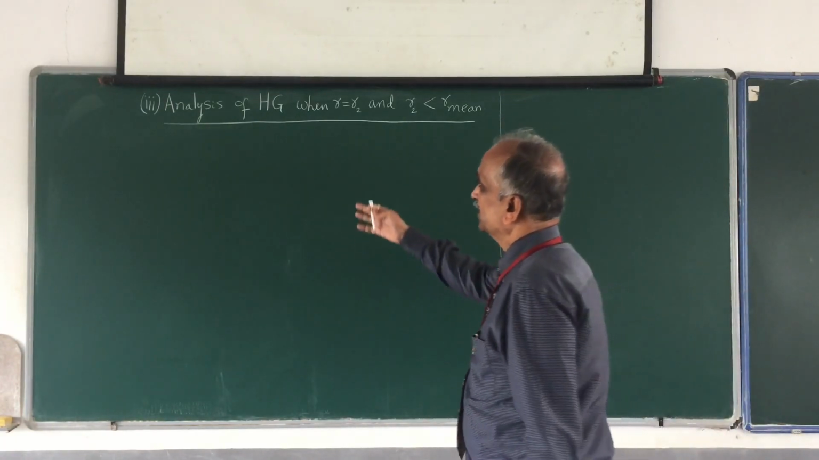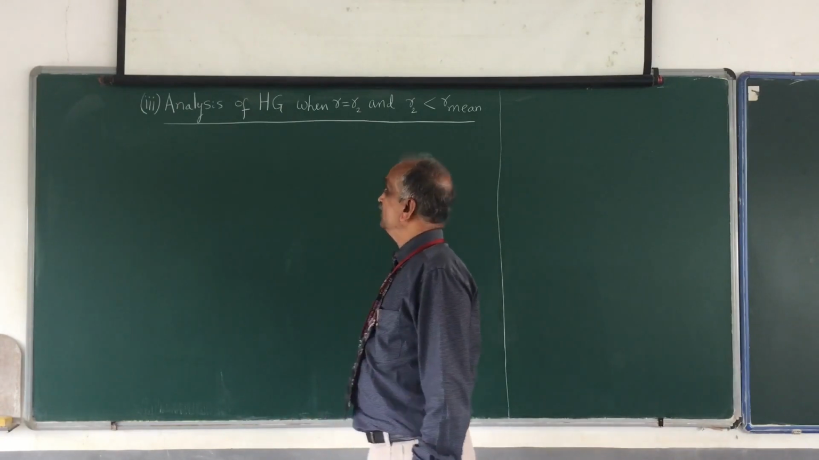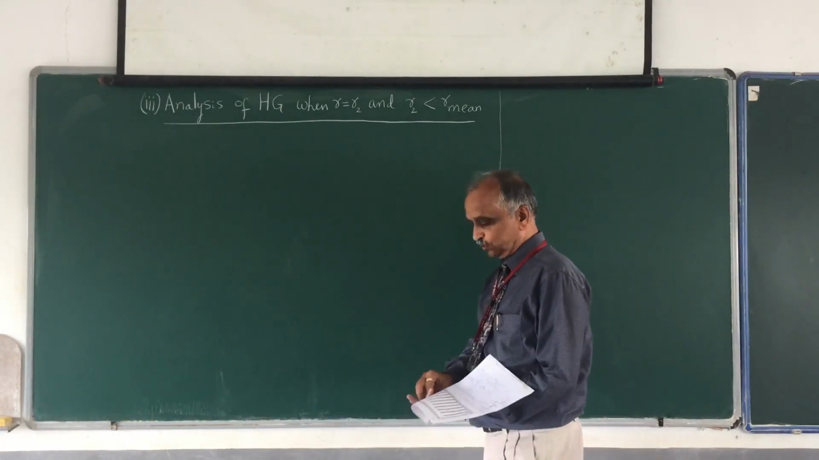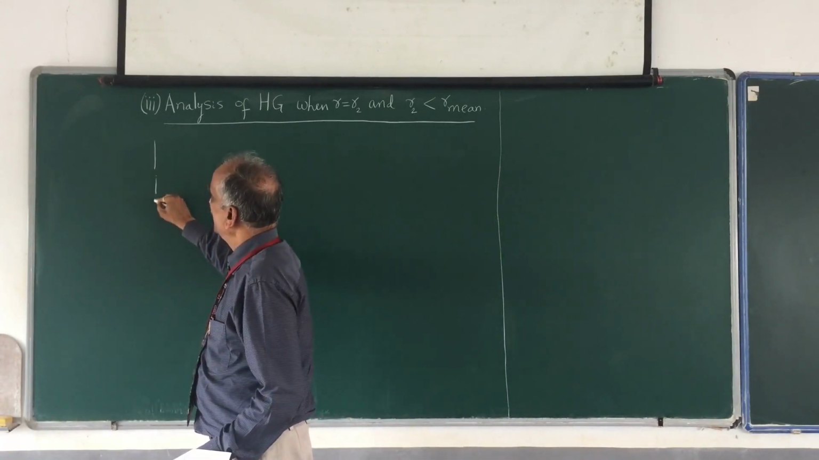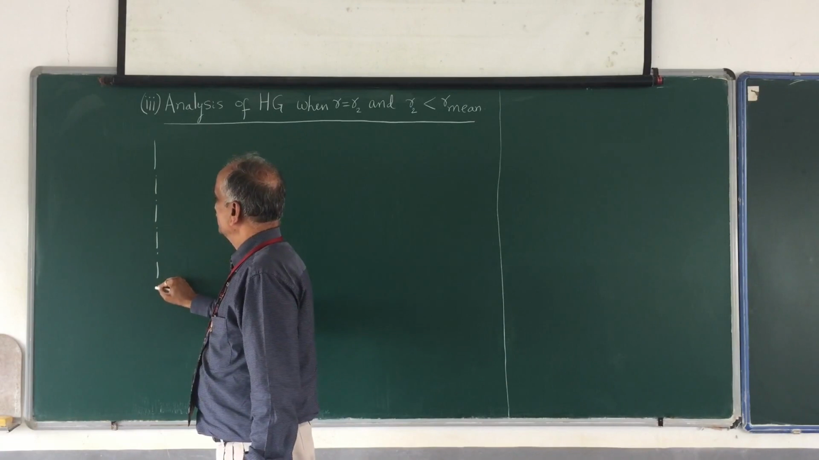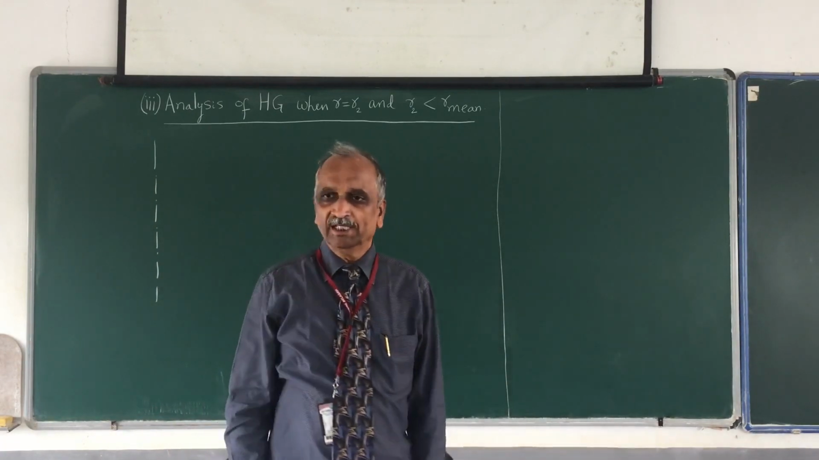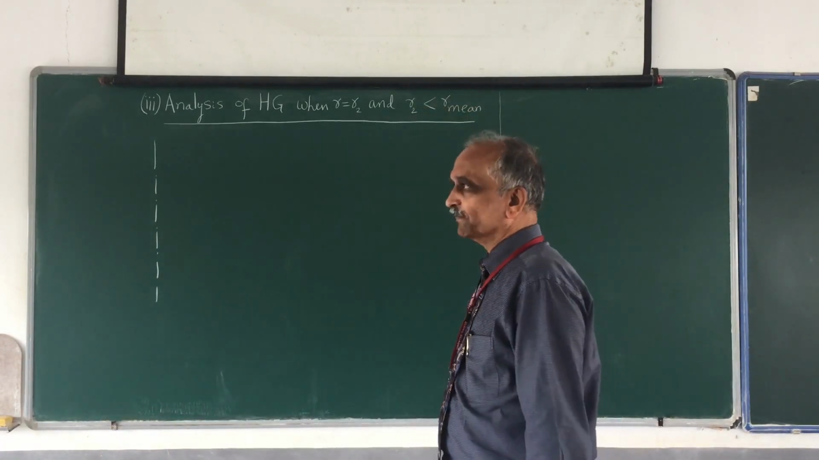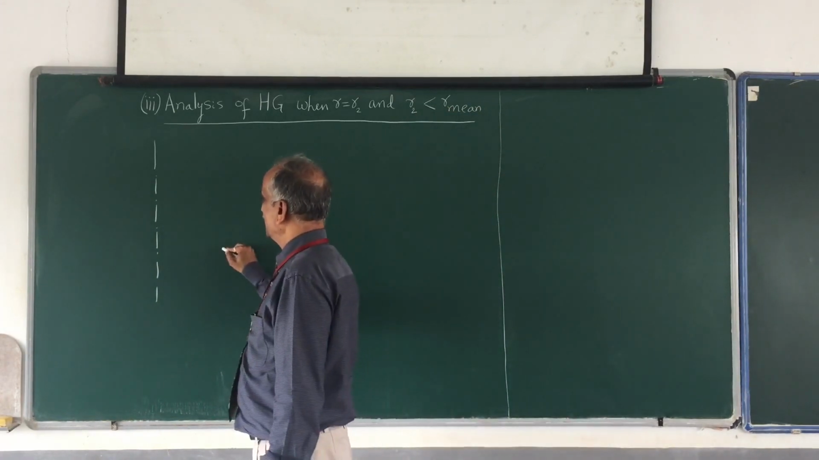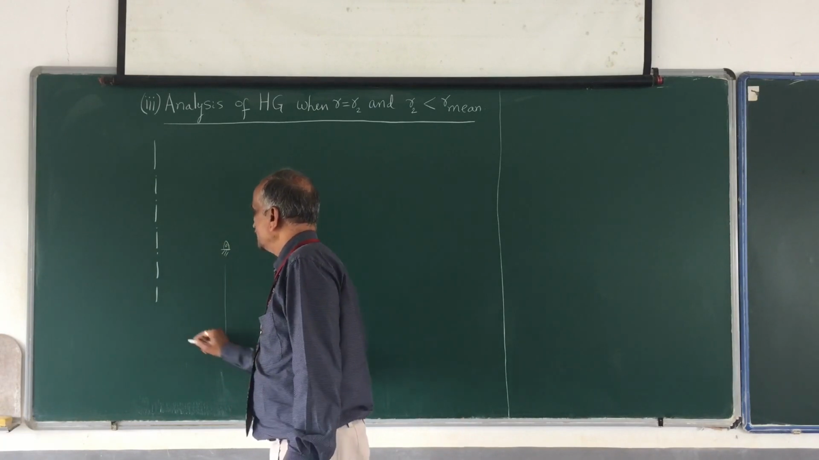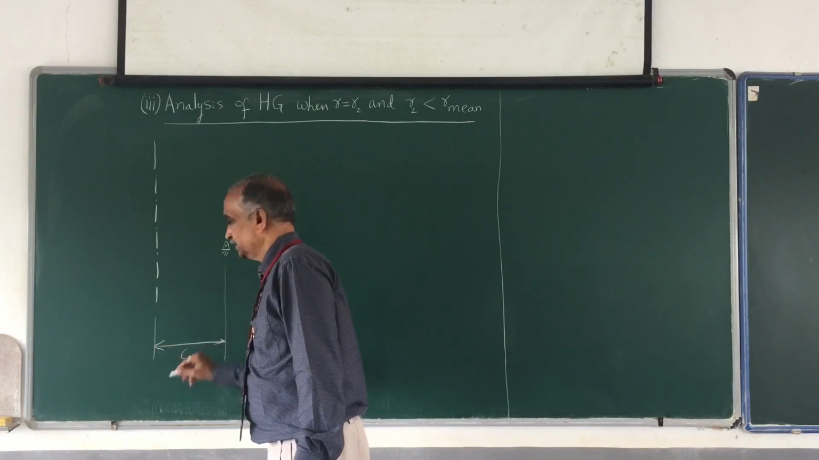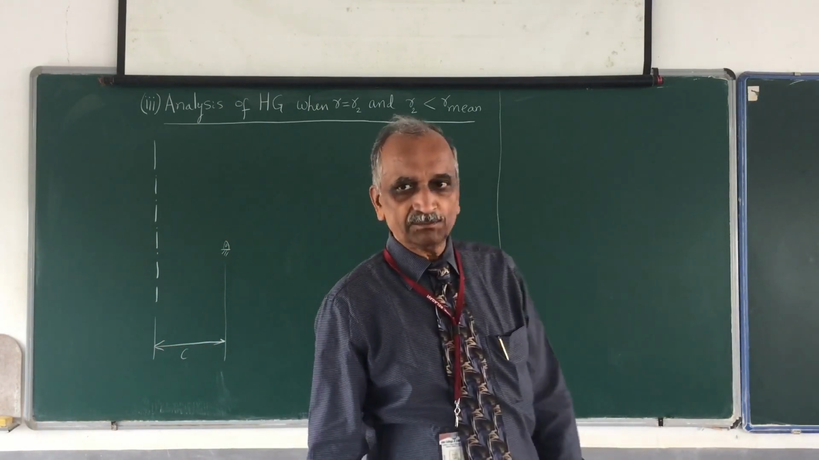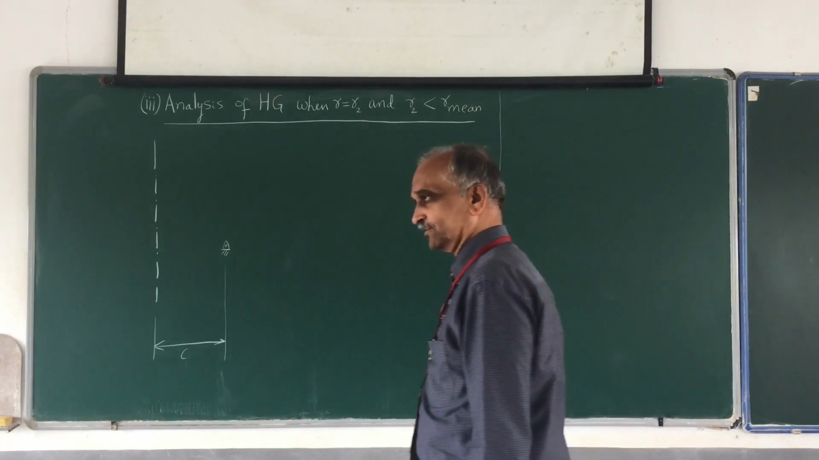So now let me come back to the analysis of the Hartnell governor when R is equal to R2. Let me draw the sketch, quite simple. I am drawing only the diagram relevant for the analysis. This is the axis of the spindle. Then the next thing I mark is the fulcrum position, and as per my notation this distance is C, the distance between the fulcrum of the bell crank lever and the axis.